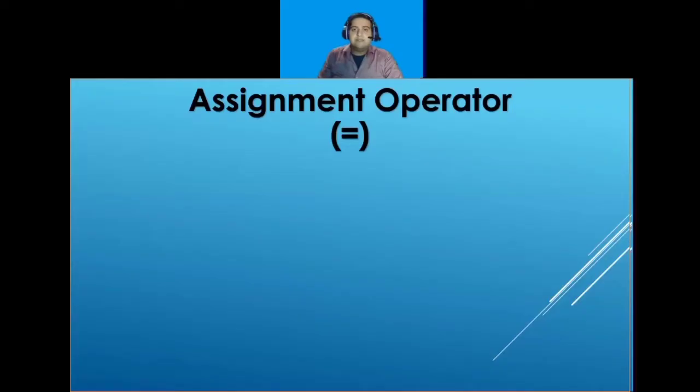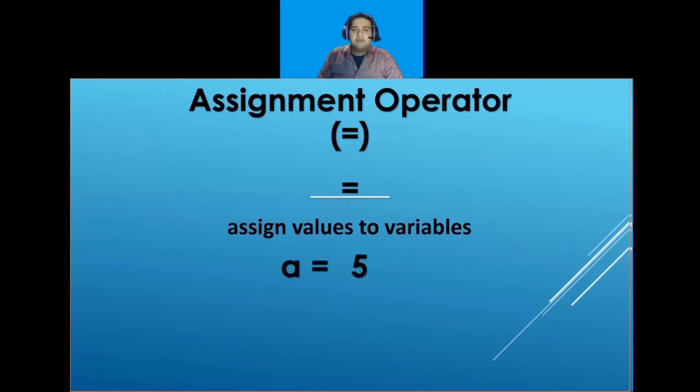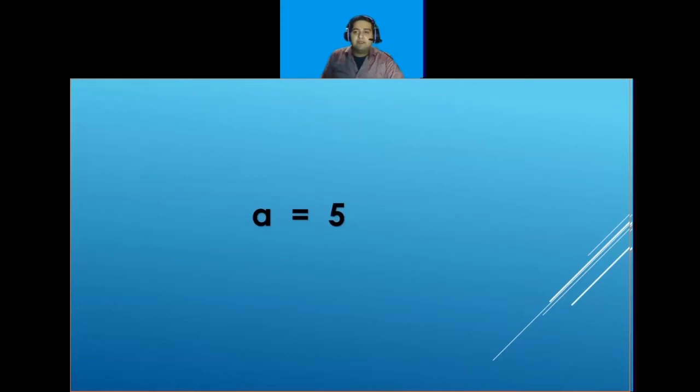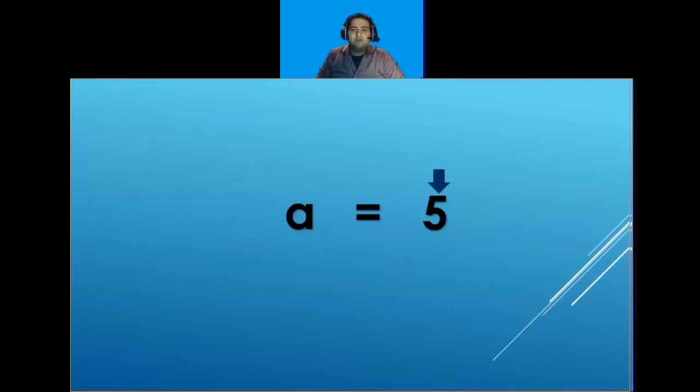The symbol inside round brackets comes under assignment operator and is denoted by equal sign. It is used in Python to assign values to variables. For example, a is equal to 5. It is a simple assignment operator that assigns the value 5 on the right to the variable a on the left. Now this value 5 is going to store in this variable a, and this whole process is done with the help of this assignment operator.